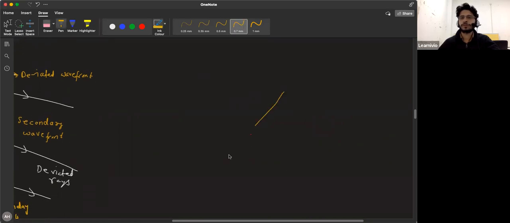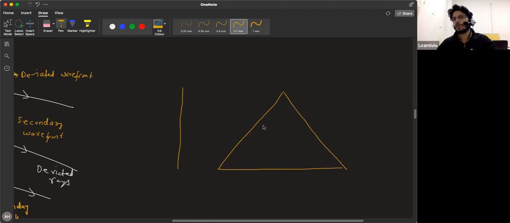So see, this is the prism. You take a wavefront here, and you have to draw how this wavefront will look when it passes through the prism. So we'll use Huygens principle. Huygens principle says the wavefront which is given to you is a primary wavefront. Every point on this primary wavefront will behave like a fresh source.